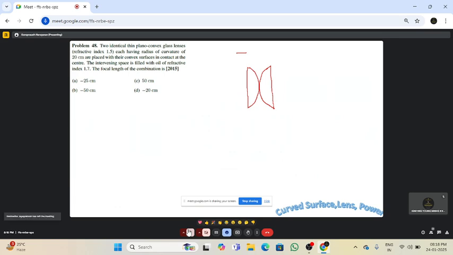Refractive index is given, mu, 20 cm radius of curvature is given. So write it down carefully because by mistake we might write f1. So r is 20 cm, mu is 1.5.